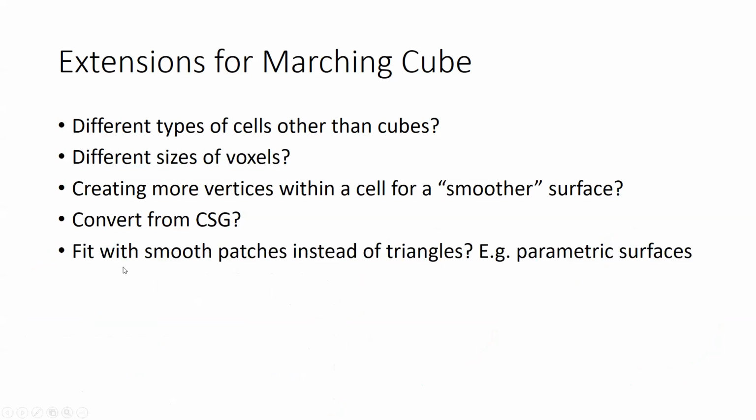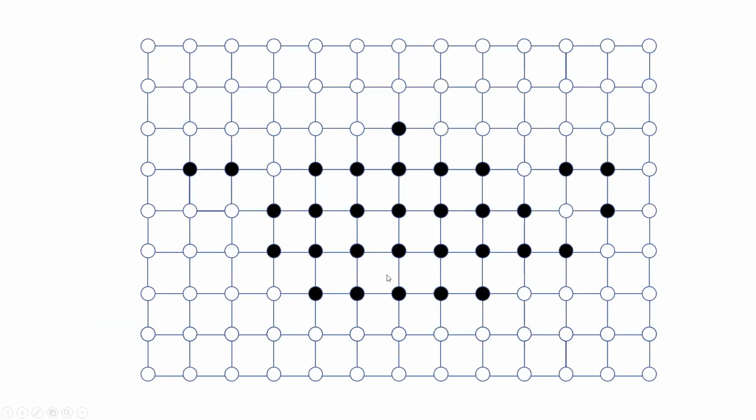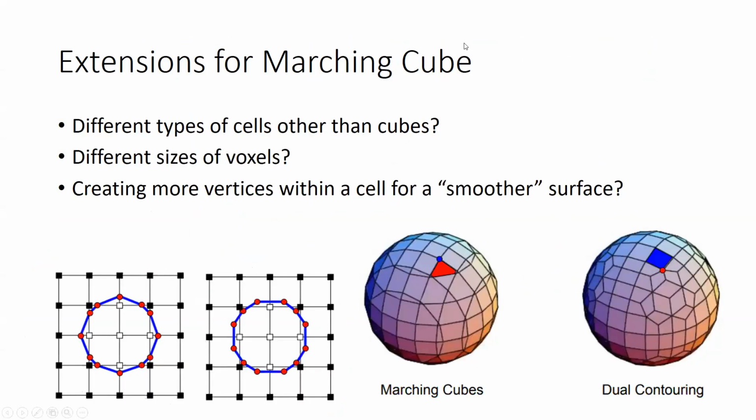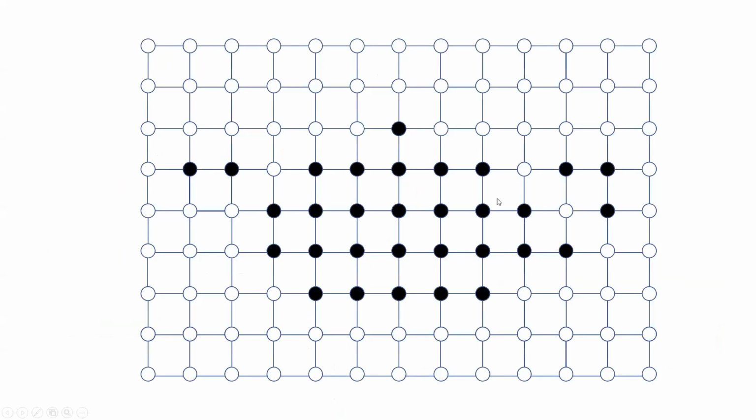And can we even fit smooth patches instead of triangles? For example, here, instead of fitting polygons, can each of them be a smooth patch such that the whole surface will be a continuous model, and you don't only fit one patch? Is it possible for a few patches to fit one parametric patch together? So that's the ultimate goal.